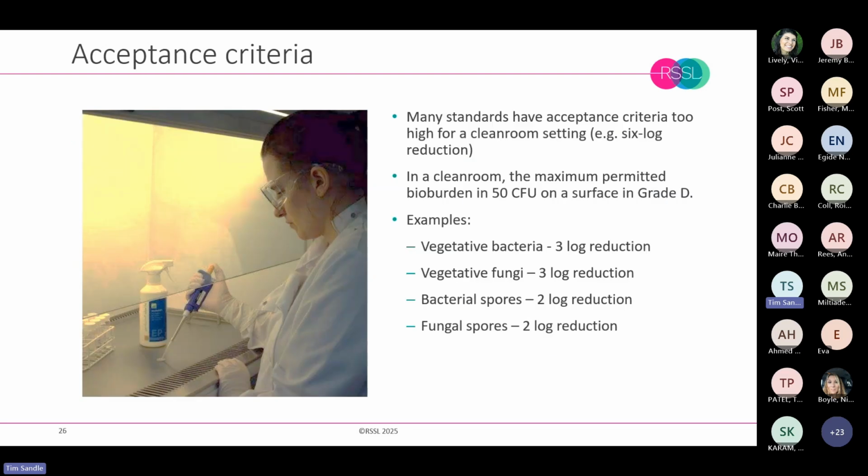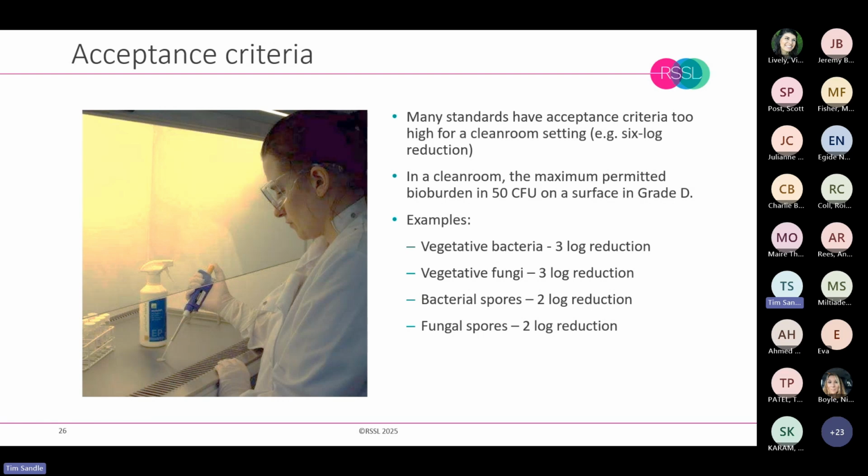With acceptance criteria, what's in a number of the standards is too high for what we'd see in a clean room. So particularly when we come to sporicidal disinfectants, many people struggle. If you start saying, I must achieve a 6 log reduction, and you're actually struggling to get that for a sporicide, you know, if you've got a facility where you've got 1 million spores already, then you're in a really bad situation, because the permitted bioburden on a surface in grade D, according to EU GMP Annex 1, is 50 CFU. So we shouldn't really be having challenge levels of more than 50, more than 100.